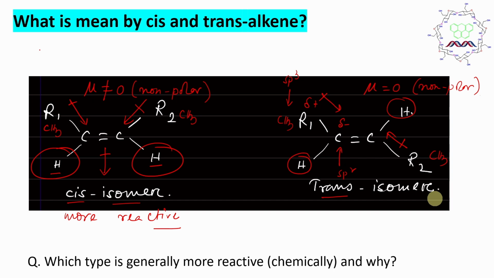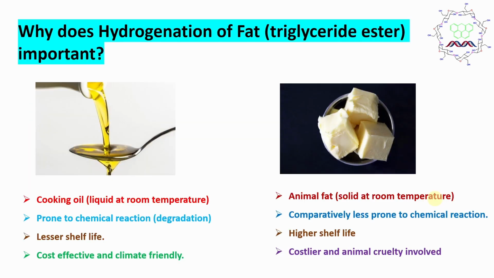Now this part we understand, cis and trans alkene. So if this kind of bond is present, it can cause a difference in property. Now before going to that, let's look at why the hydrogenation of fat is important. If you look at it, cooking oil is actually liquid at room temperature. Why? Because in cooking oil there are lots of unsaturation, carbon-carbon double bonds, carbon-carbon single bonds, and carbon-hydrogen bonds. Whereas animal fat is solid at room temperature because it has only CC single bonds and CH single bonds. There is no double bond present.